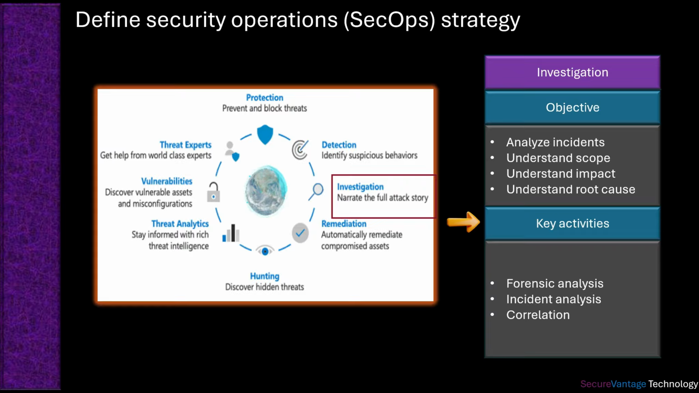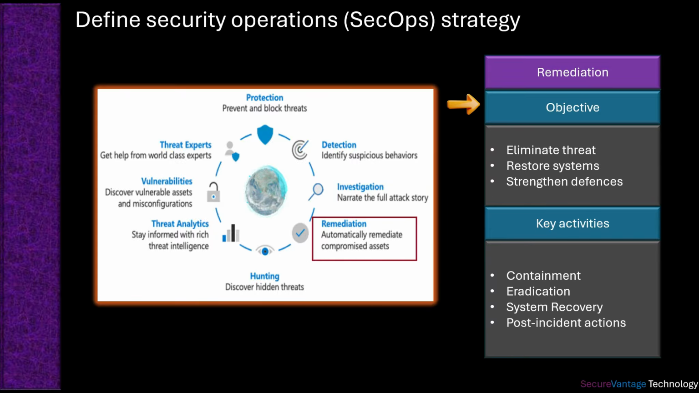In the incident analysis, organizations determine the attack vector, the extent of the compromise, and the systems or data affected. And in the correlation, organizations link the current incident with other similar incidents to identify patterns or recurring issues. The objective of remediation is to eliminate the threat, restore affected systems, and strengthen defenses to prevent future incidents. The key activities that are done in the remediation are containment, eradication, system recovery, and post-incident actions.